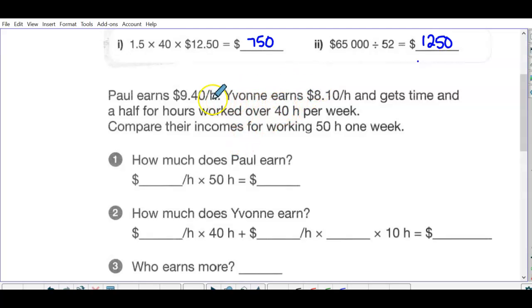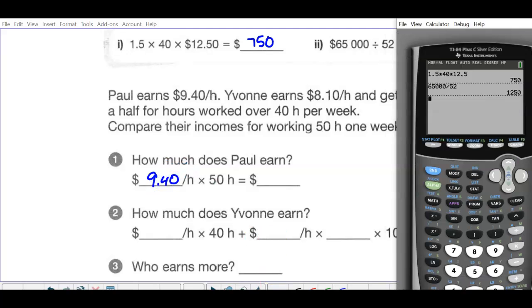Okay, we're comparing. So no matter how many hours, Paul gets $9.40 per hour. Yvonne gets less for regular hours, 40, but then gets time and a half for any overtime, which is considered more than 40. So we'll see who makes more. So Paul earns $9.40 per hour for 50 hours in the week. So 9.4 times 50, that's 470.